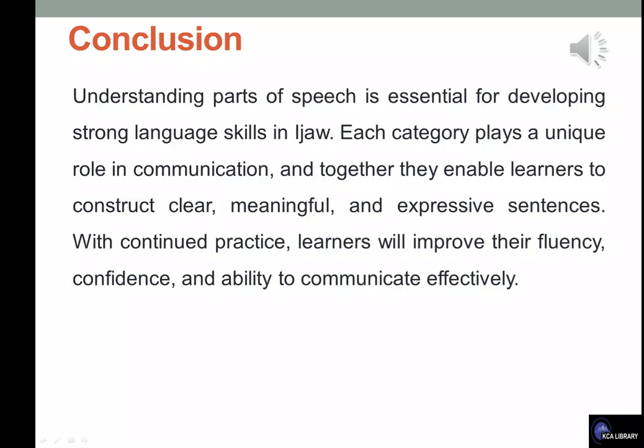It also reduces errors in communication by making it easier to understand how words relate to one another within a sentence. As learners continue to apply these concepts in speaking and writing, they gradually develop greater fluency, improved sentence accuracy, and stronger expressive ability. Consistent practice not only builds confidence but also enhances comprehension and enables learners to communicate more naturally and effectively in everyday Ijaw interactions.